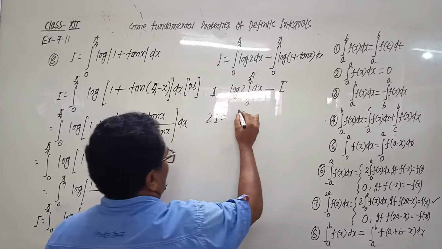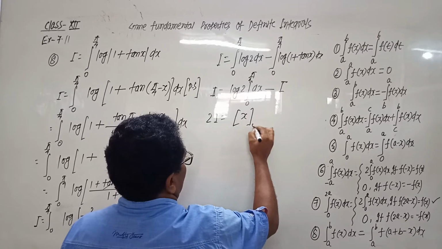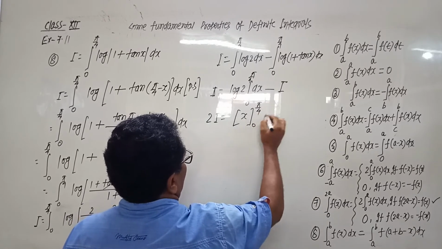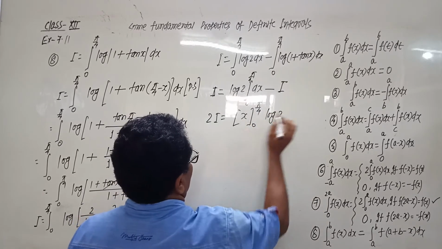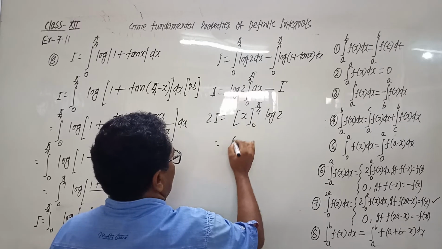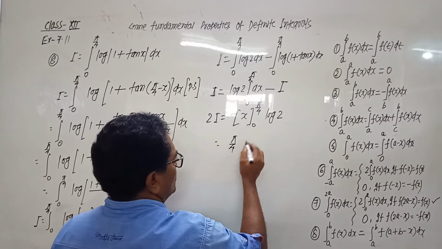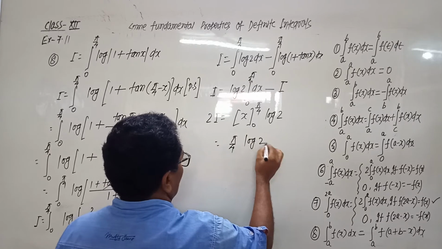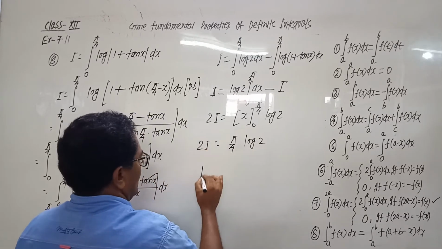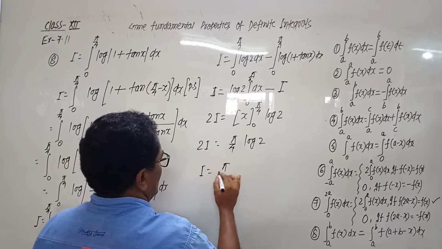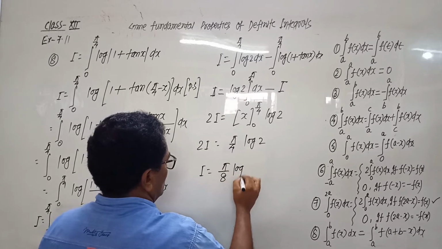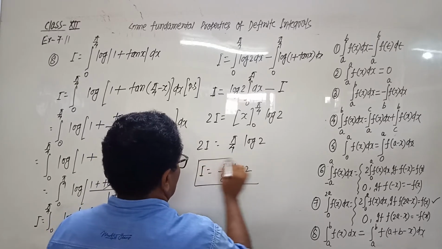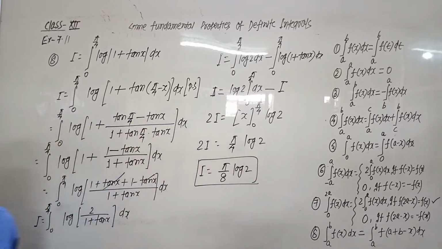And integration of dx is x, limit 0 to pi by 4, and log 2. Then put the limit, so pi by 4 minus 0, pi by 4 log 2. This is 2I and I equals pi by 8 log 2. So we get the result I equals pi by 8 log 2.